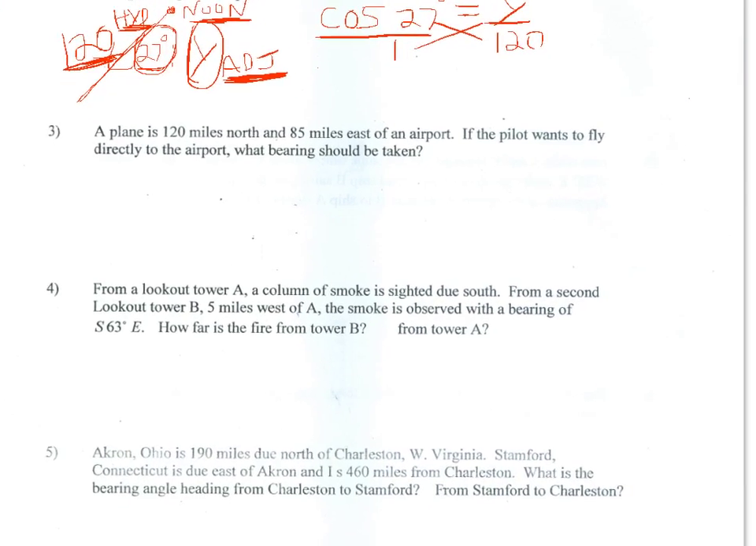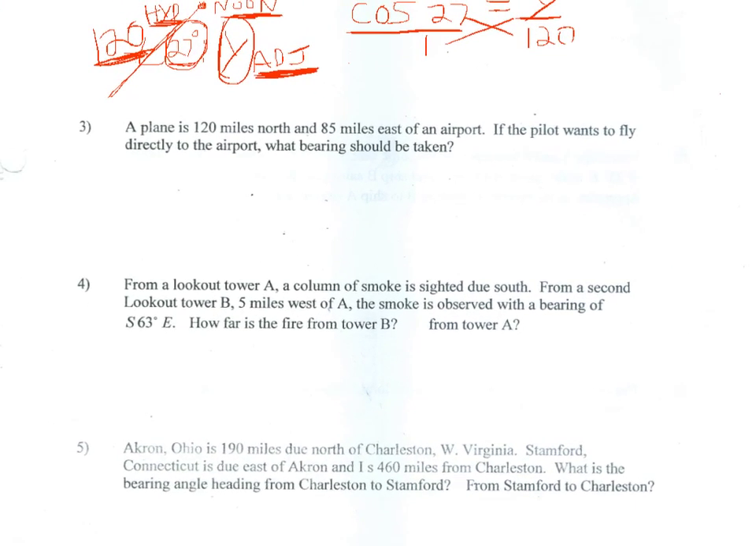All right. Now number 3 is a little bit different. We're given distances. What we want to find is what bearing it should be taken. Now, there's 2 things you have to find for bearing. Number 1 is the direction. Are you going northeast, northwest, southeast, or southwest? And then the other thing is the number. Like, what is the angle number that you're going? So let's draw this right here.